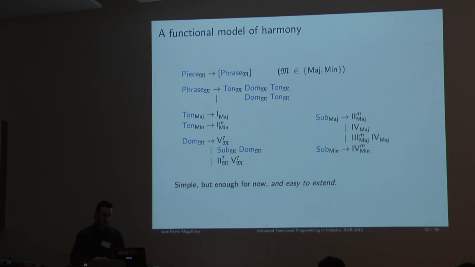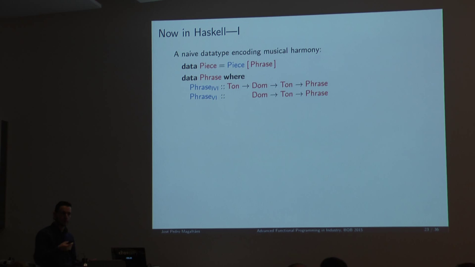So how do we convert this into Haskell? Well, it's very easy. Because basically when you define a data type with its constructors, it's like having one of these production rules, and each of the alternatives is going to become a constructor. So we said that a piece was a list of phrases, and the phrase had two possibilities. It could be tonic, dominant, tonic, or just dominant, tonic. So here I'm defining a data type by introducing two constructors, and this is a slightly different syntax from before. It gives the constructor name and its type. So it takes three arguments and it builds something of type phrase.